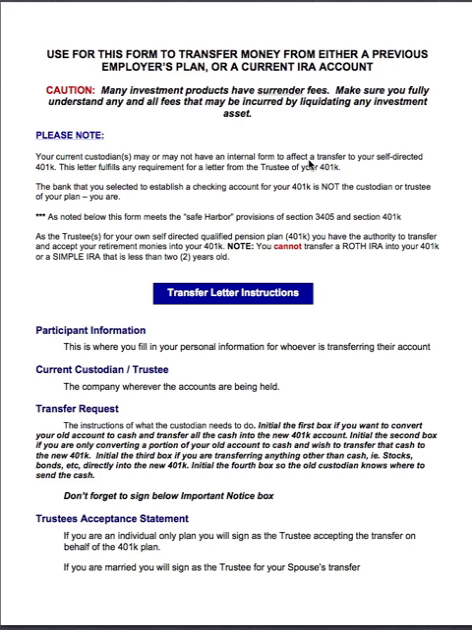Okay, congratulations. You got your 401k established, you've established your checking account. Now it's time to start moving the assets into the retirement plan. How do you do that? Well, we've got a form for doing this, and let's just walk through this step by step.